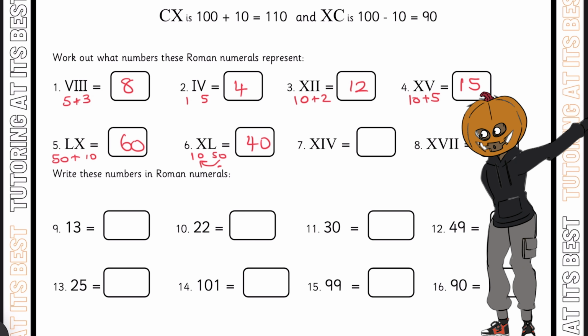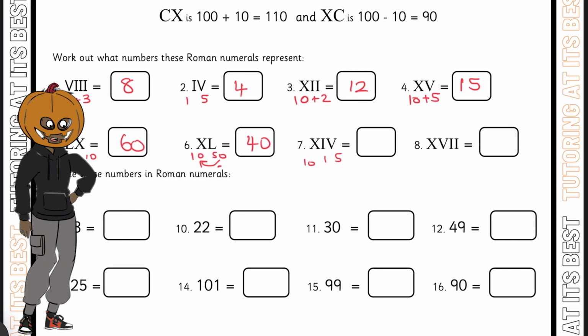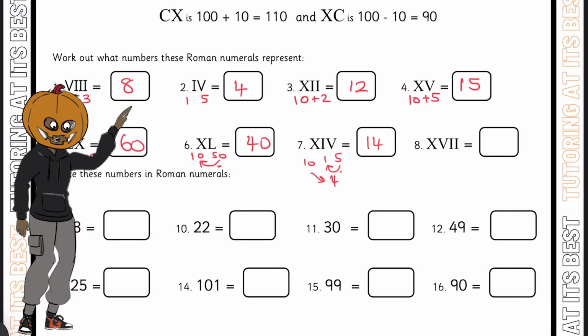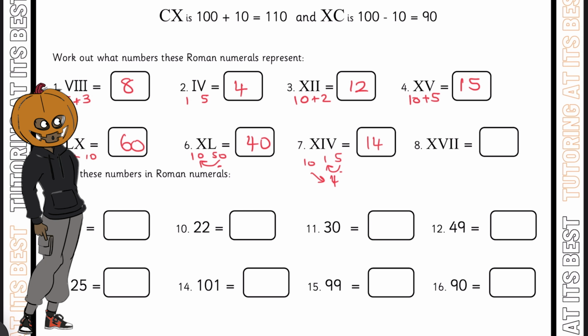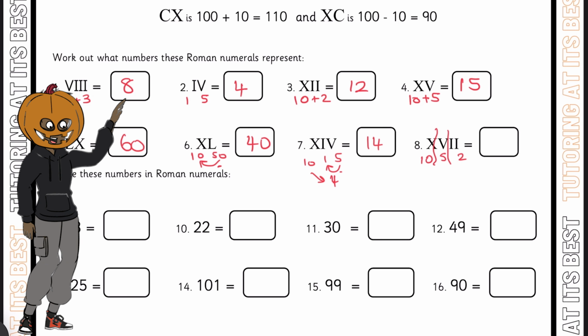Okay, question 7. We've got 10 and IV, which is again 1 and 5. But because that is before that, we subtract. So that becomes 4. And then we can add it together. And there we have 14. And then for question 8, we've got 10, 5, 1 and 1, which is 2. Again, we just break it up. So that altogether would give us 17.